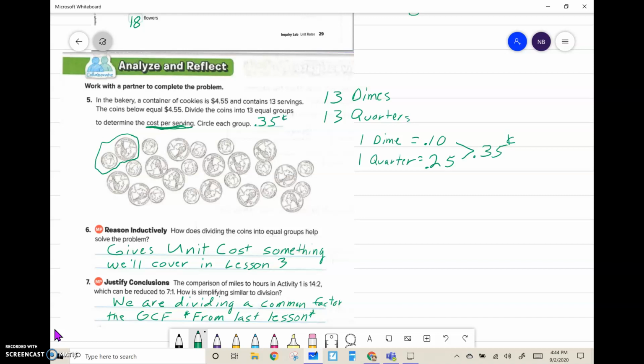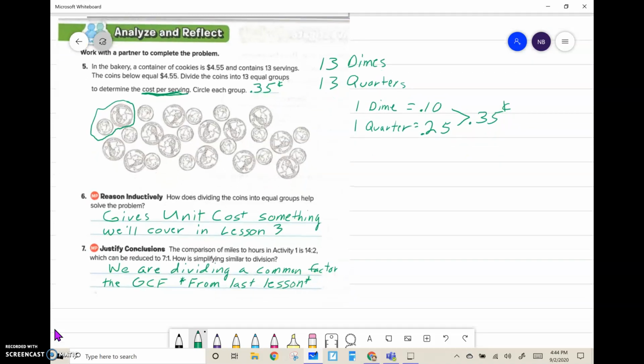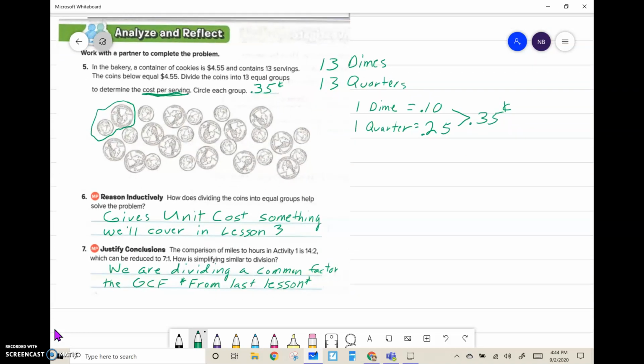Now, kind of closing up the lesson, they leave us with a couple of questions. They ask, how does dividing the coins into equal groups help solve the problem? That's what we're going to learn in the next lesson. It gives us a unit rate or a unit cost, and that's something we'll cover in lesson 3. What that is just saying is, how much does it cost for one? So for one thing, how much does one thing cost?